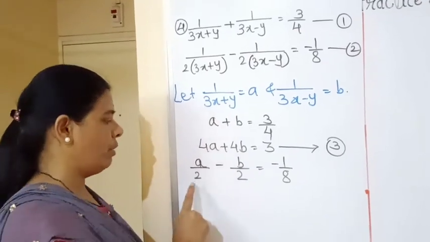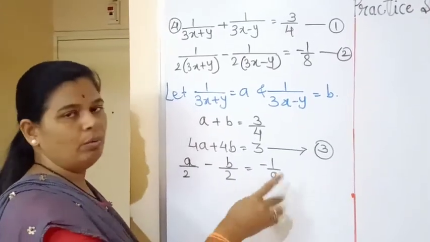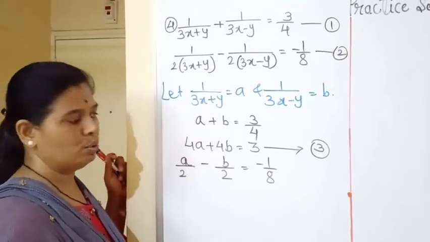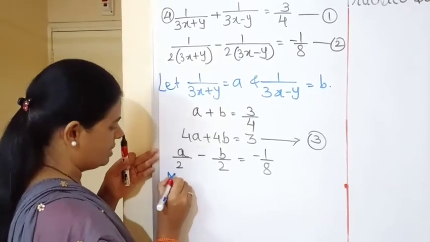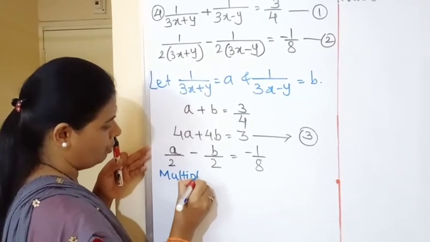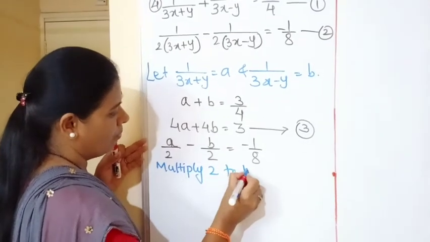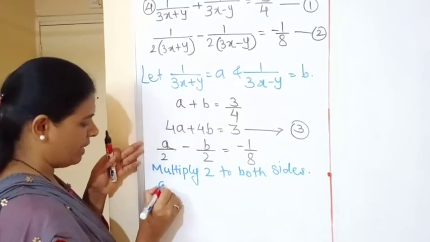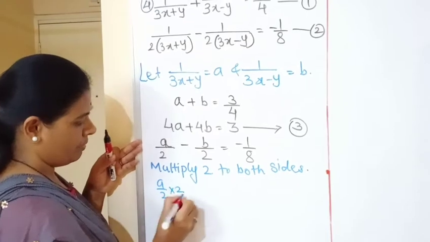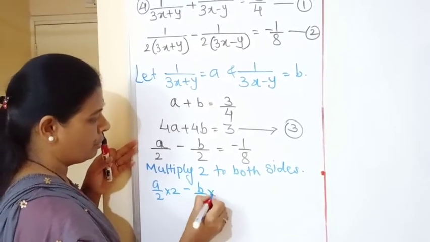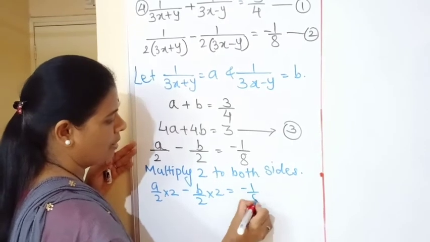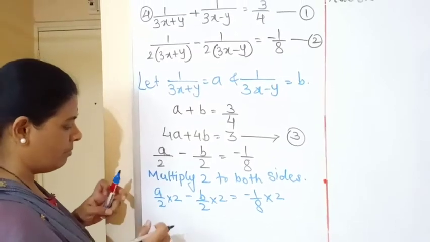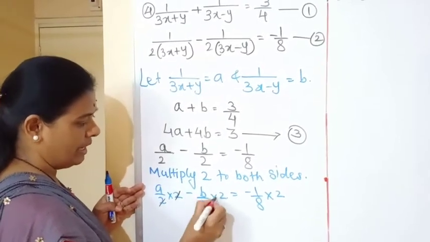Now what we have to do here, we have to remove this 2 first of all. Okay, then we will move towards the 8. So we have to remove this 2. For that purpose we have to multiply 2 to both the sides. Means we will write the statement here so that it will be easy for you. Multiply 2 to both sides. Okay, so after multiplying, what we get, that is a upon 2 into 2 minus b upon 2 into 2, equal to minus 1 upon 8 into 2. So we have multiplied 2 to both the sides, and after multiplying this 2 will get cancelled.